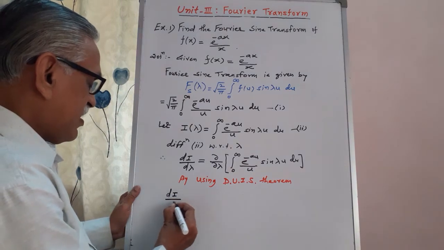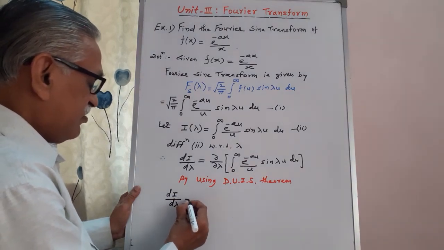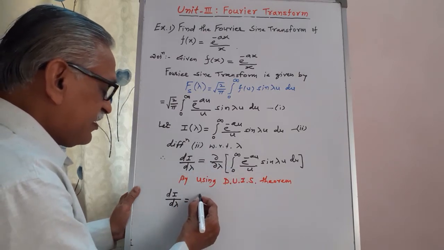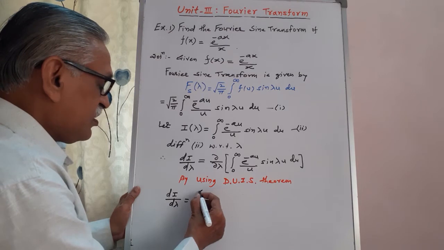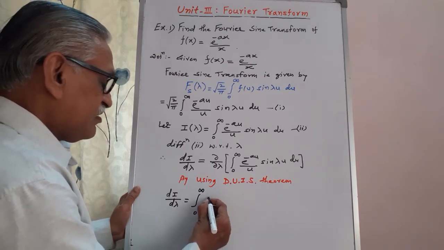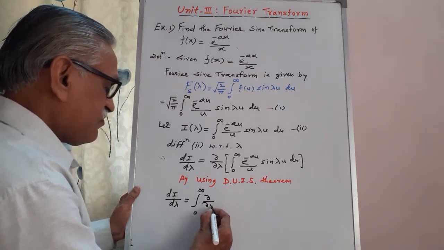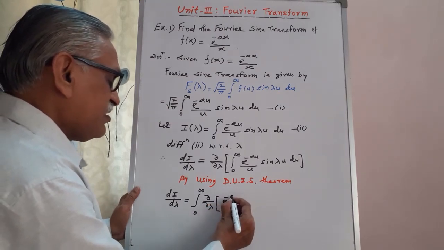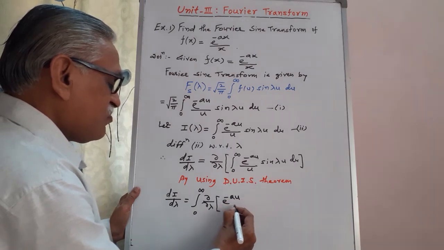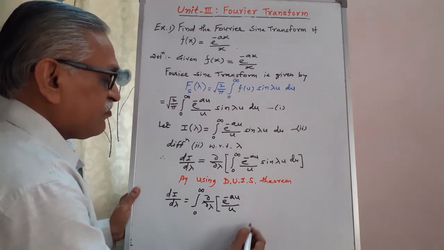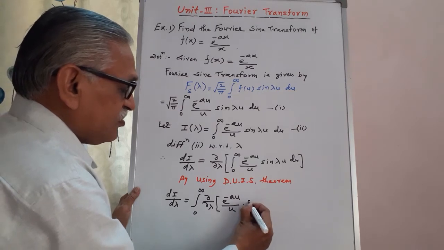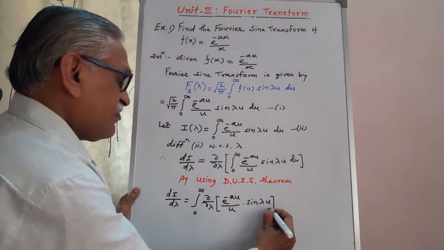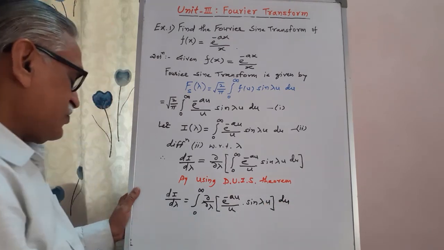dI by d lambda is equal to, I can take this outside and this inside, and therefore it is integration from 0 to infinity dou by dou lambda of e raised to minus au divided by u into sine of lambda u, and then its integration with respect to u.